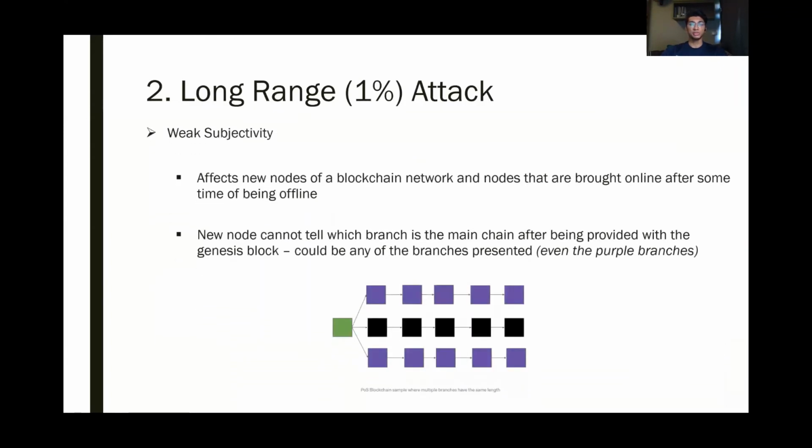First off, weak subjectivity refers to the phenomenon where certain nodes of a blockchain network are unable to differentiate which branch is the main chain after being provided with the Genesis block. This leads them to identify several branches as the main chain. This normally affects new nodes or nodes that are brought online after some time of being offline.